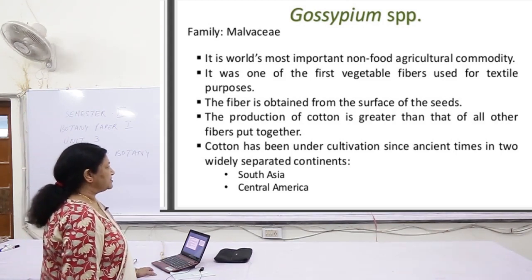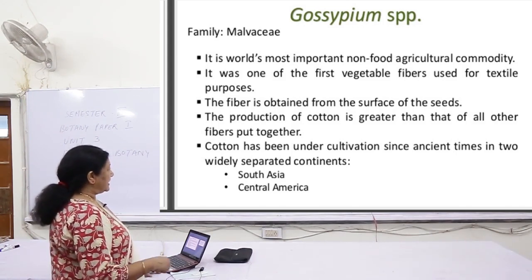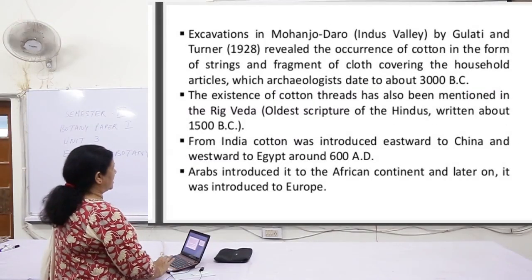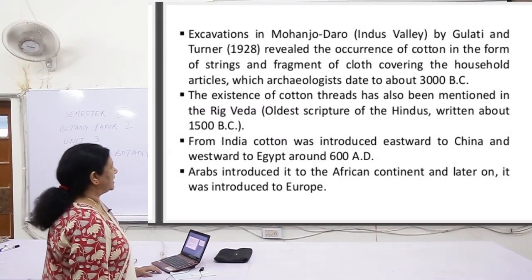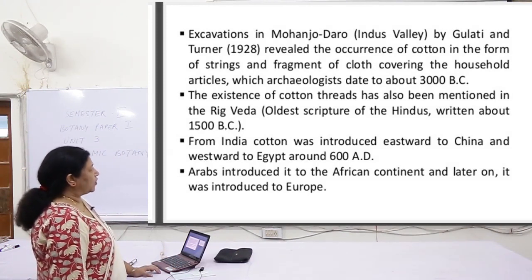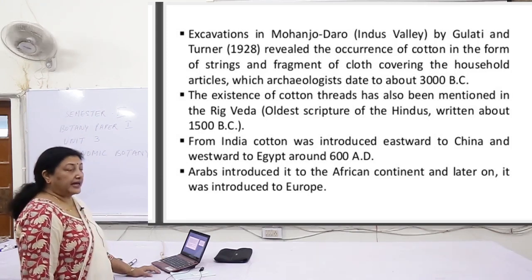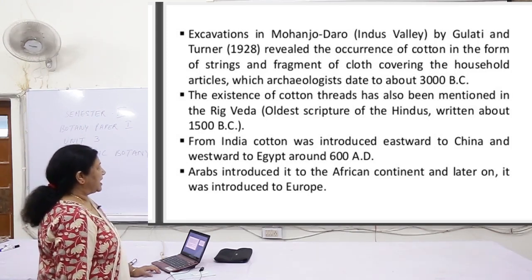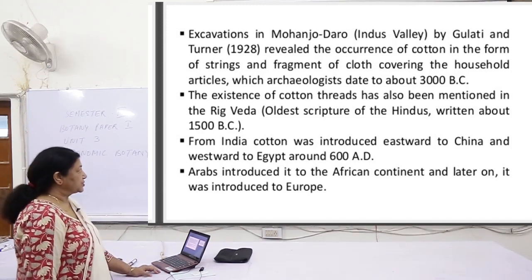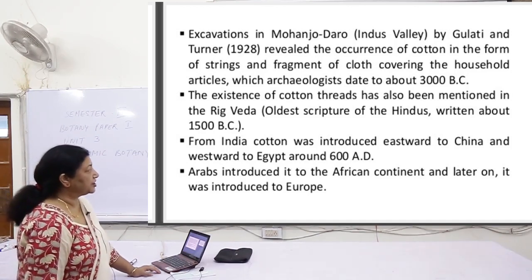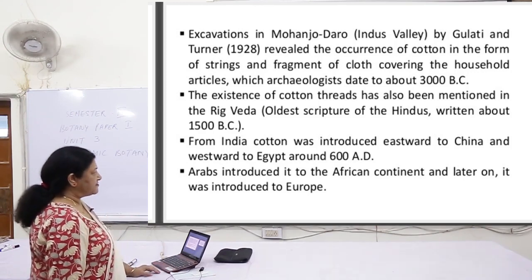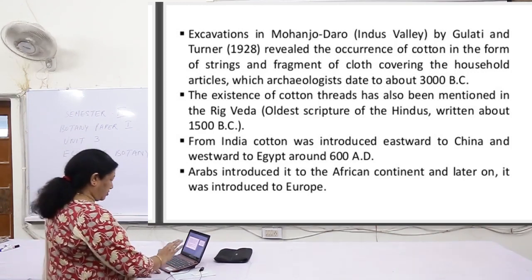Cotton has been under cultivation since ancient times in two widely separated continents, South Asia and Central America. Excavation in Mohenjo-daro by Gulati and Turner revealed the occurrence of cotton in the form of strings and fragments of cloth covering household articles dating back to 3000 BC. The existence of cotton threads has also been mentioned in the Rig Veda, a very old scripture of Hindus. Then from India, cotton was introduced eastward to China and to Egypt. Arabs introduced it in the African continent, and later on it was introduced to Europe.